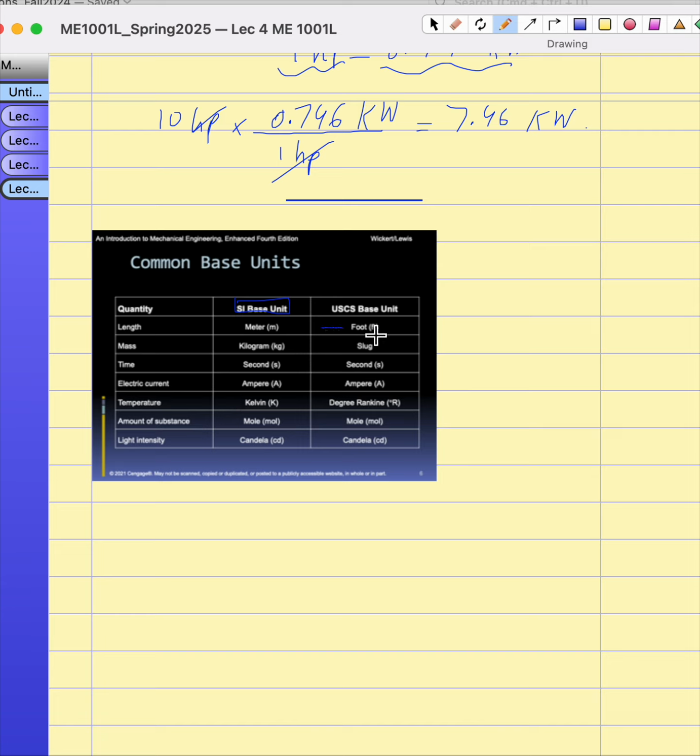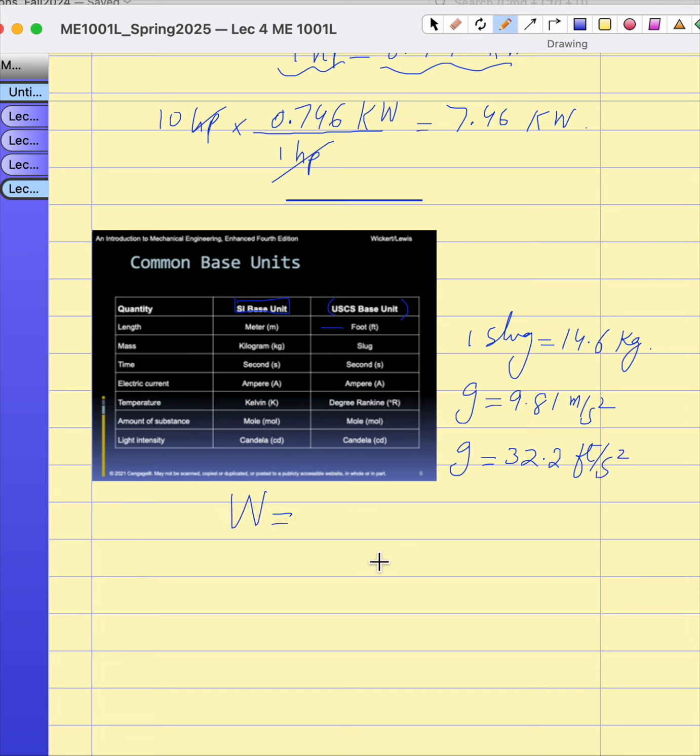And they are different in the FPS system, or USCS, the United States Customary System, or Imperial System. Foot is the unit of length, and slug is the unit of mass. Remember, one slug equals 14.6 kilograms, and the value of gravity in the SI system is 9.81 meters per second squared, which can also be changed to 32.2 feet per second squared.